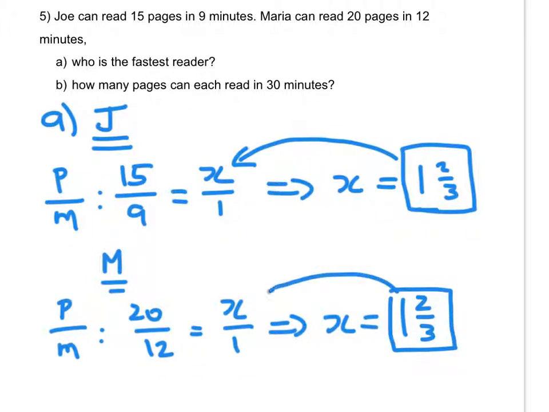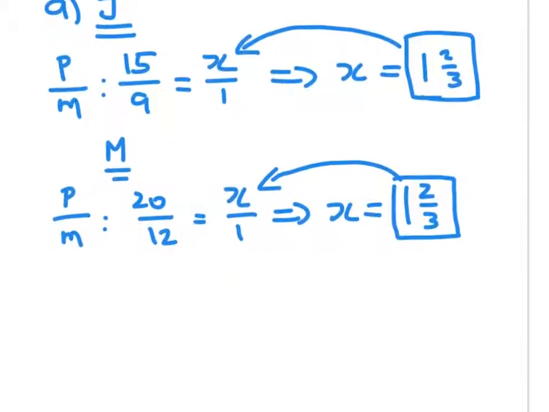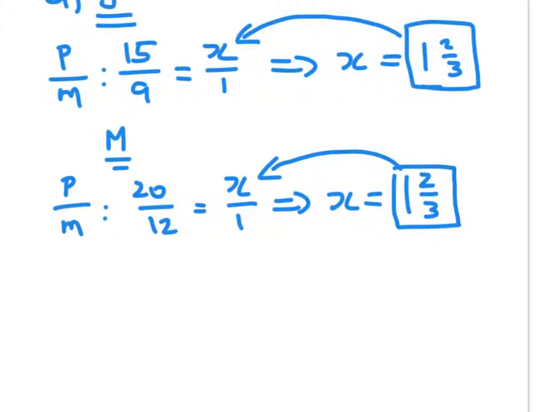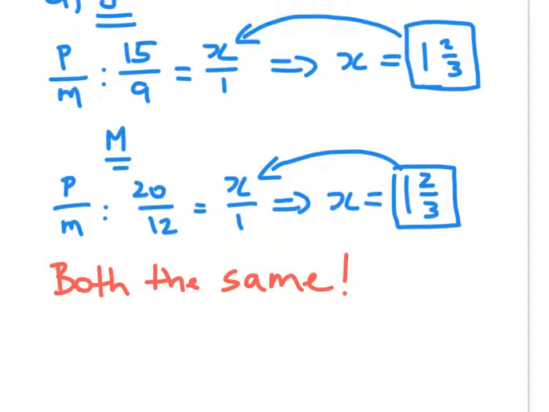And that replaces the top there. So what that means is that they both read the same amount in 1 minute. So you can say they're both the same. There's no fastest reader in that case. Both the same. All right?